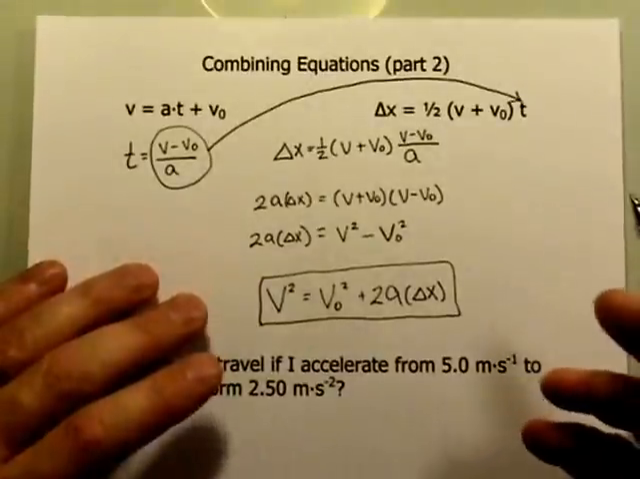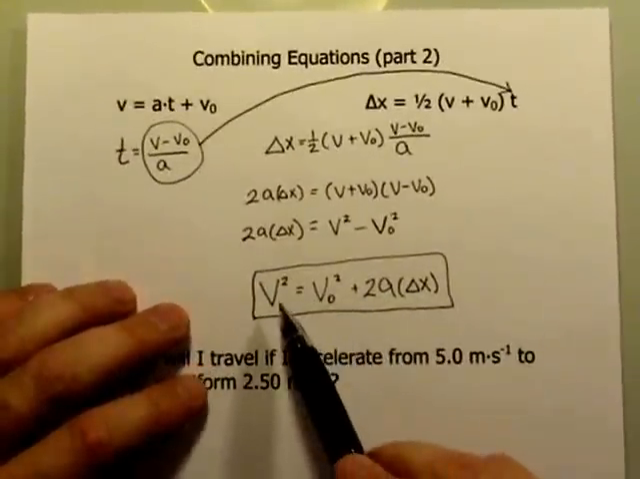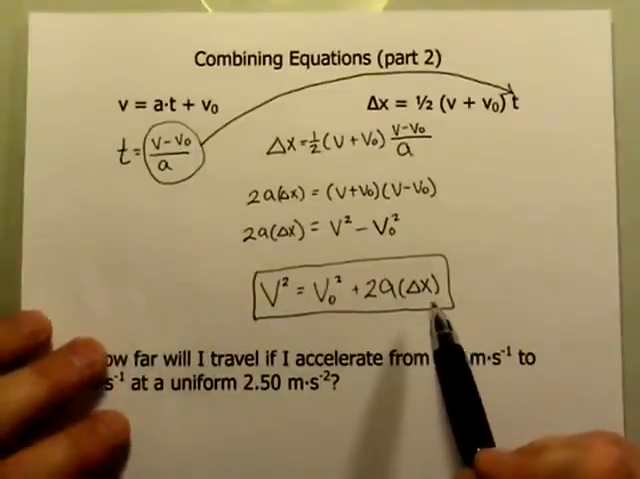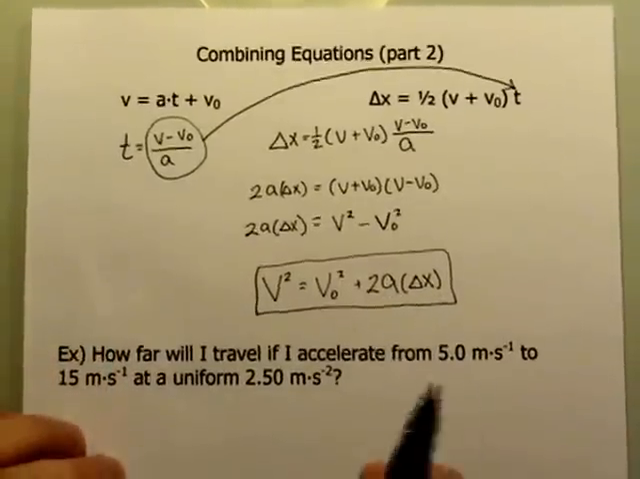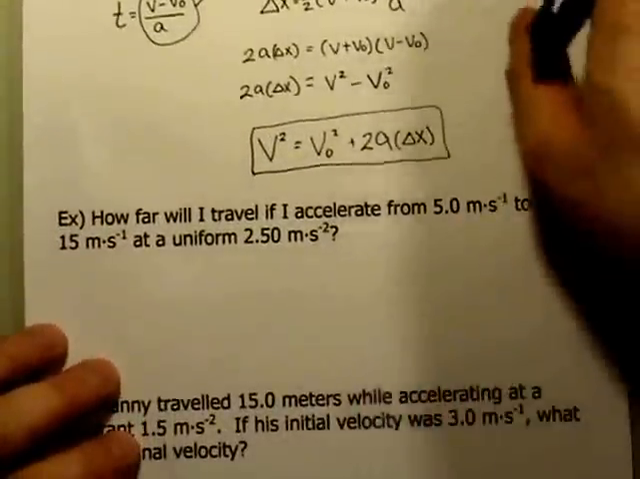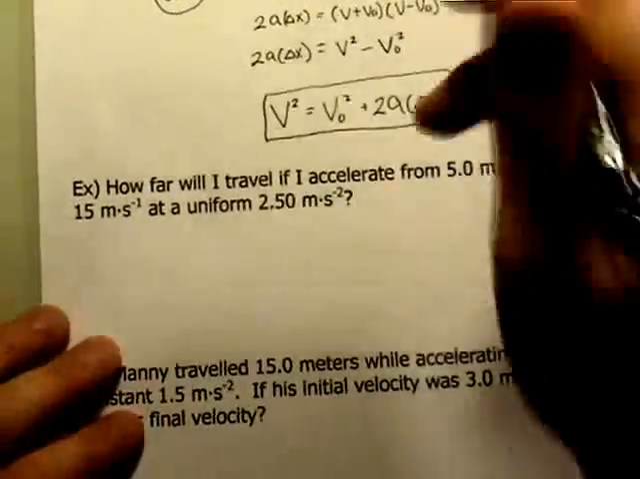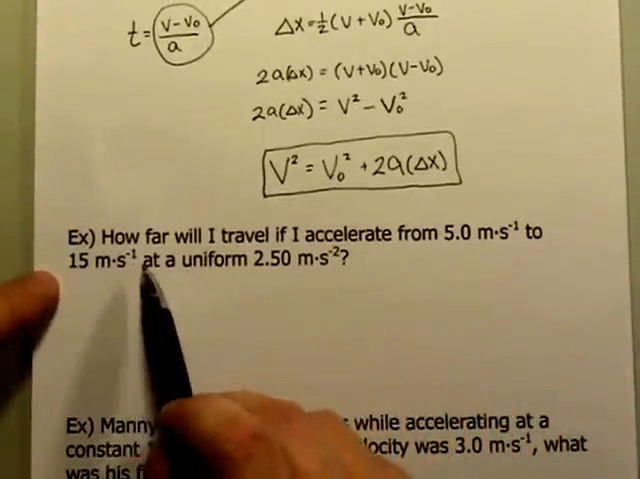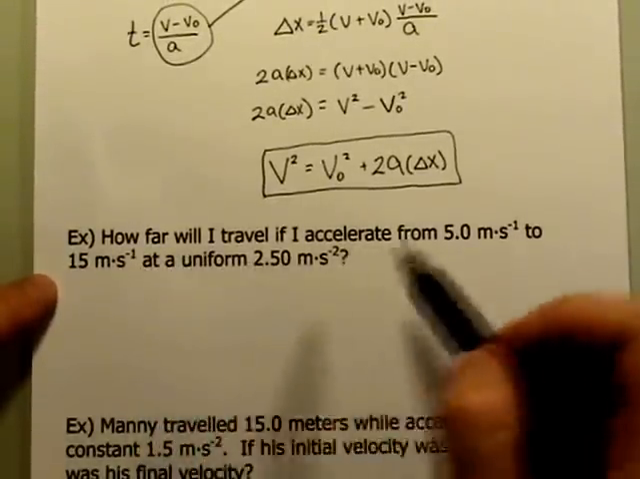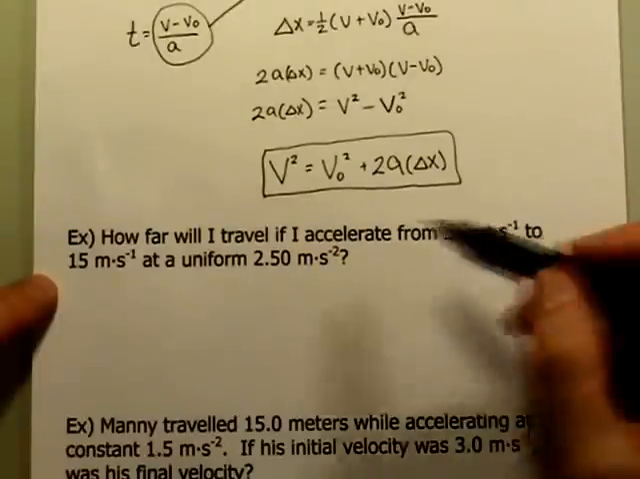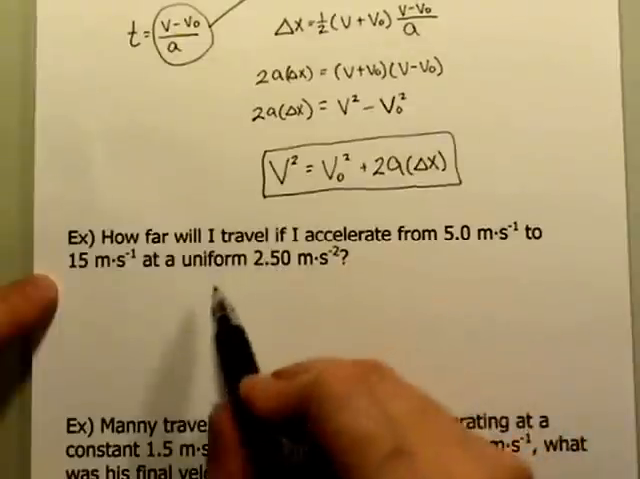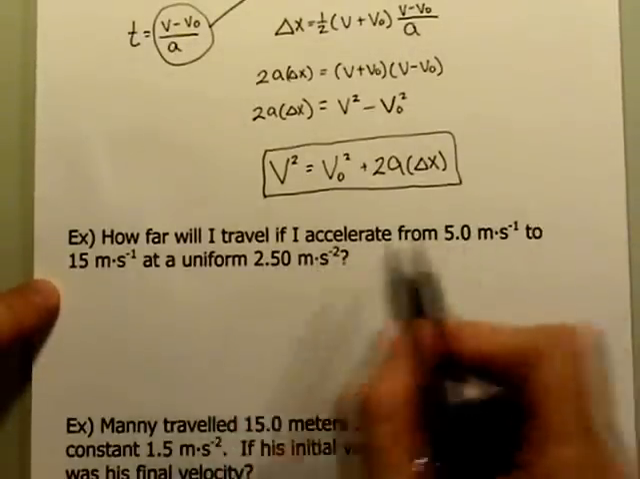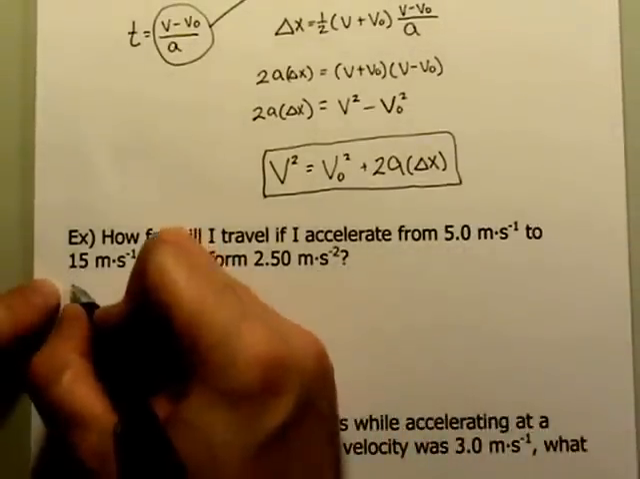Just like with all the other equations, there are 4 variables: v, v naught, a, and delta x, or d. So let's take a look at a couple of examples. With 4 variables, there are 4 things to solve for. We'll just look at 2 examples, and solve for 2 of those things. In this example, how far will I travel if I accelerate from 5 meters per second to 15 meters per second at a uniform rate of 2.5 meters per second squared? So let's just go in order through each of the 3 things I was given.